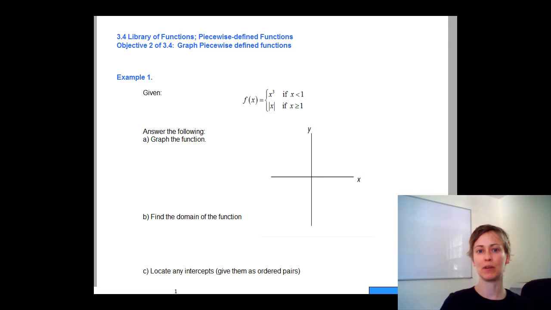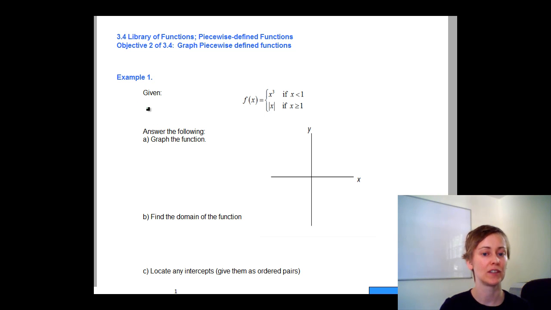So now we're talking about piecewise defined functions, which is part of section 3.4, and this is learning objective number 2. So what is a piecewise defined function? Well, it's a function that has different behavior depending on what x is. Let's look at example 1 to see what I mean.